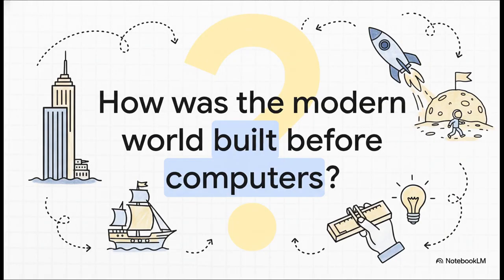I mean, it's a great question, right? We completely take for granted the supercomputer we all carry around in our pockets. But how did we get here? How did we manage to build skyscrapers, fight world wars, and even put a man on the moon using just, well, this? It all started with a really fundamental problem.